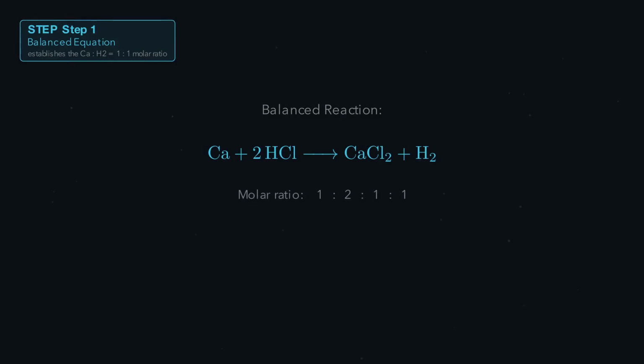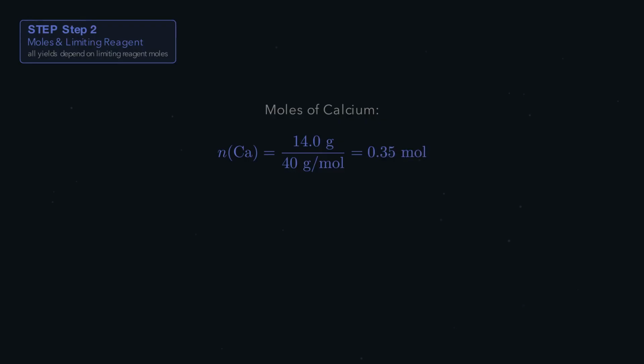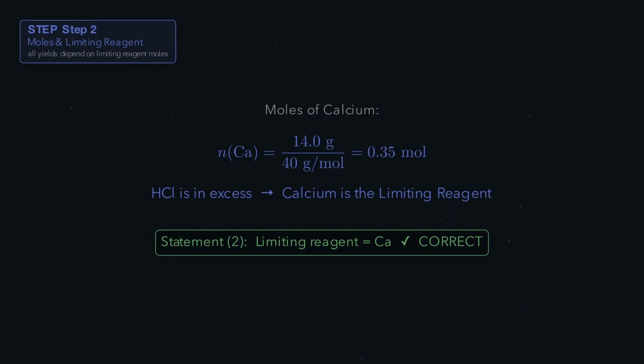The balanced reaction is calcium plus 2 moles of hydrochloric acid, giving calcium chloride and hydrogen gas. Notice the 1-to-1 molar ratio between calcium and hydrogen. Now, the moles of calcium. 14 grams divided by the molar mass of 40 gives us exactly 0.35 moles. Since HCl is in excess, calcium is the limiting reagent.